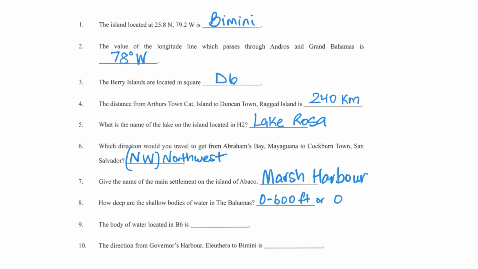So it's a good thing we studied the map before we got started, because we already highlighted what the shallow areas are, and we see from the key that the shallow areas are anywhere from 0 to 600 feet deep, or 0 to 183 meters deep. Question 9 says the body of water located in B6.